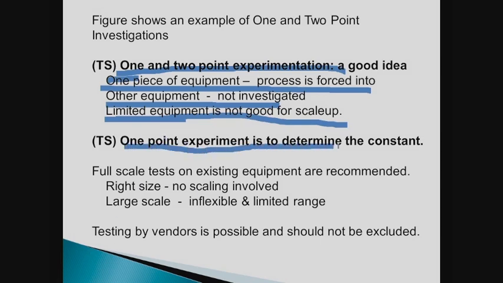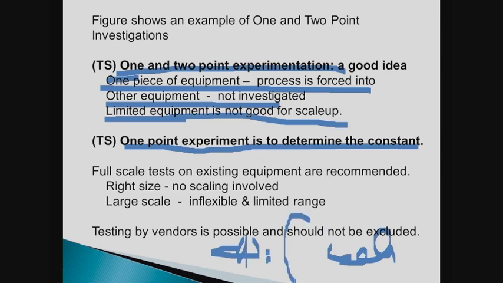1 point experimentation is for the constant. Often you've got some dimensionless groups, equal sign, and you have a process result. Between the two is this constant here, and you need to determine what that is. So determine the constant and the correlation. That constant may cancel out on scale-up, but you should investigate what the constant is anyway.